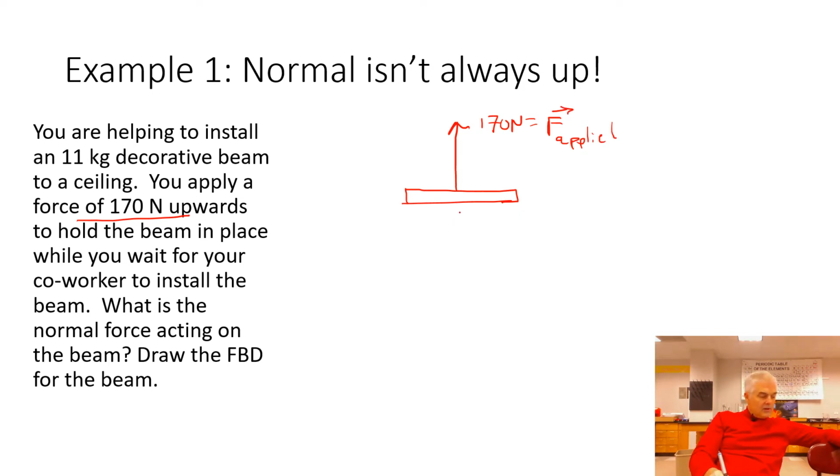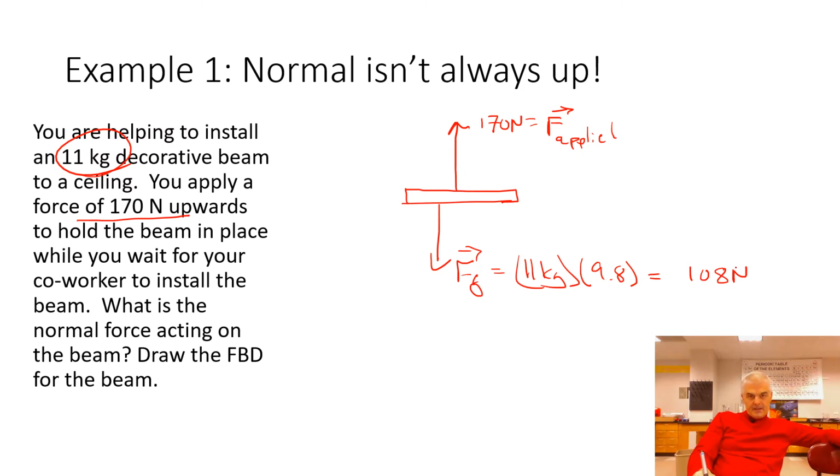All right? But what do we also know is going on? We also know that there's always the force of gravity. And the force of gravity would be equal to m times g, which would be equal to, the mass is 11 kilograms times 9.8. And that comes out to, when you do all the mathy stuff, we'll just say 108. I'll round, 108 newtons.